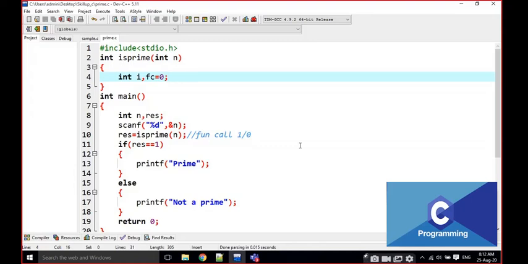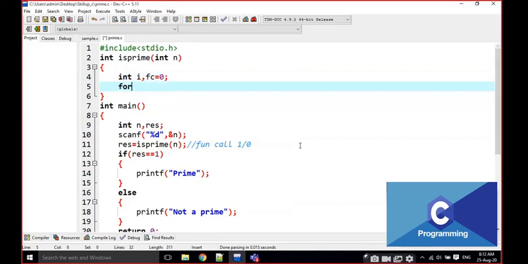Factor count of the number. Some fc is equal to 0.